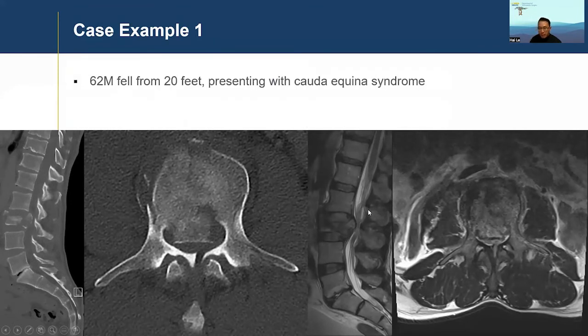And when you look at the PLC complex, remember it consists of 4 structures, right? The ligamentum flavum, the facet capsule, the interspinous ligament, and the supraspinous ligament. This really looks intact, okay?